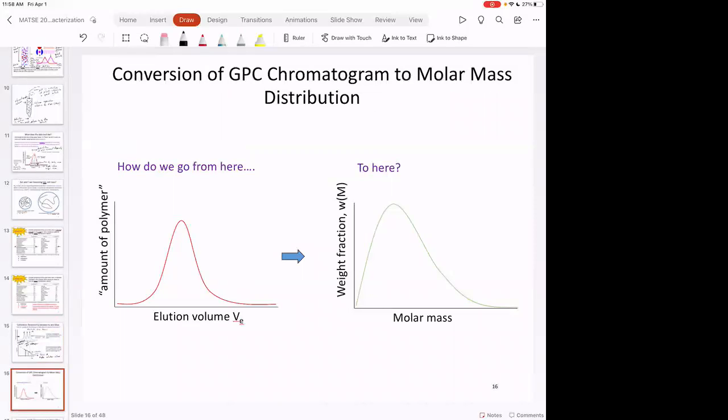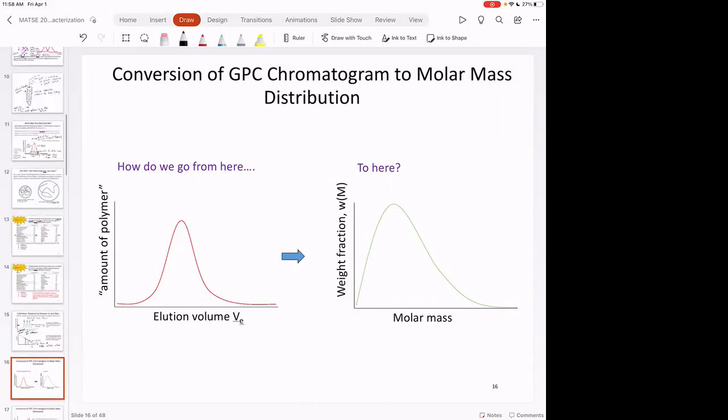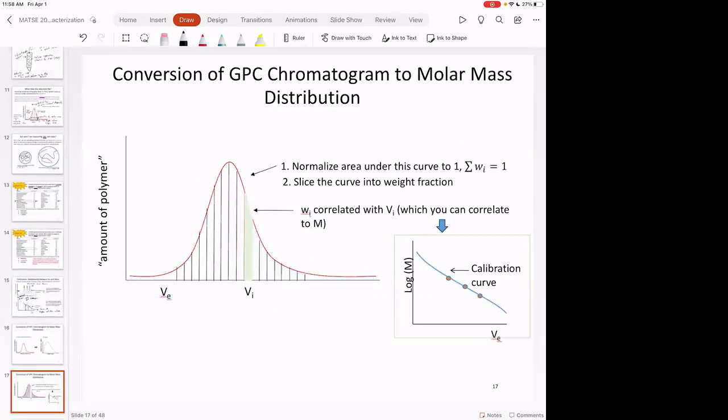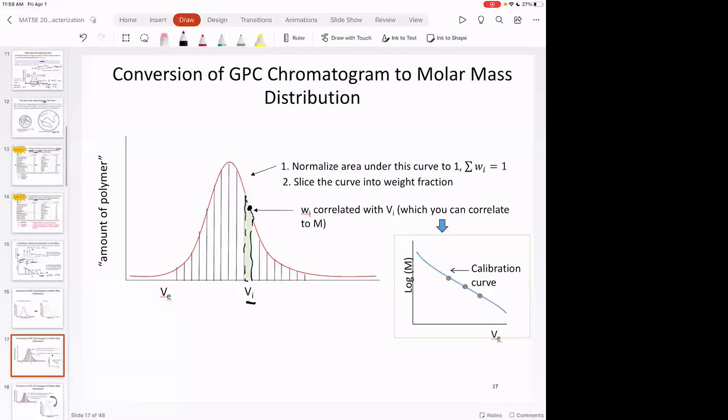All right. Okay, that's great. So that's just talking about how we construct the distribution. And so this is worth looking at in terms of figuring out you have an amount of polymer in a small slice of elution volume, and you can get this information.